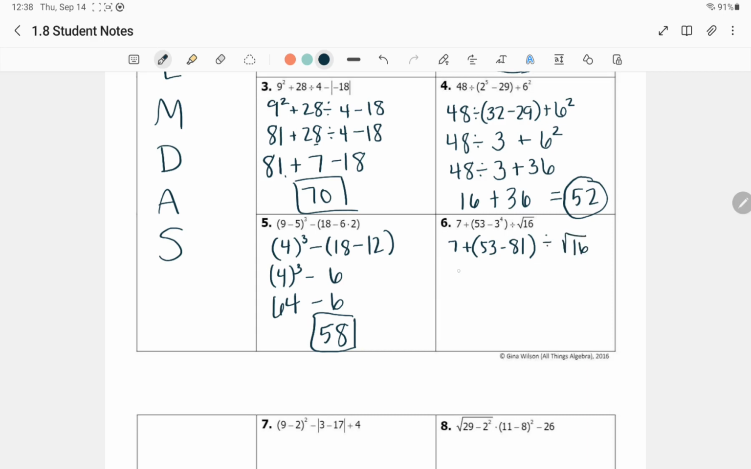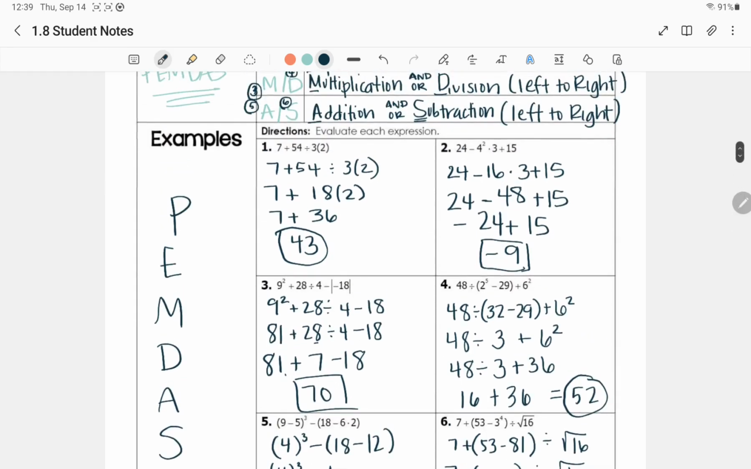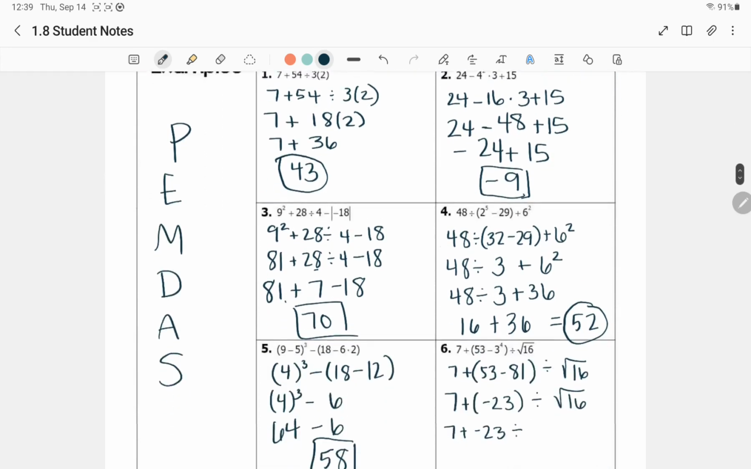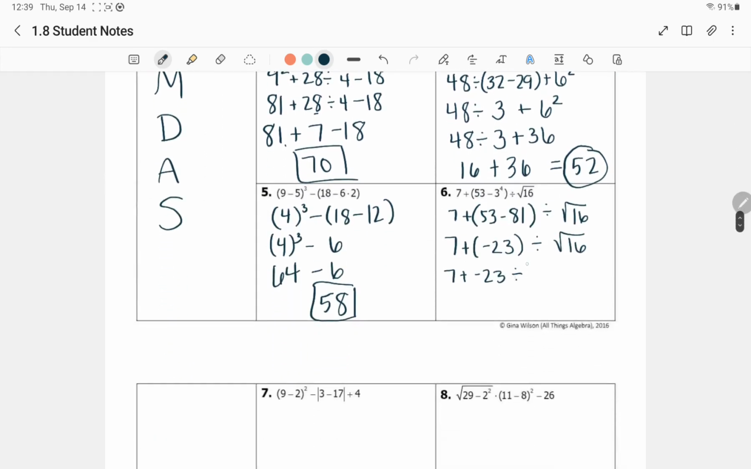I'm going to rewrite some of this. So we have 7 plus 81 minus 53. Yes, I'm using my calculator. It is negative 23 divided by radical 16. All right, I can remove the brackets now. So it's 7 plus negative 23 divided by, and I need to take care of this radical sign because, even though it's not an exponent, the rule says that exponents and radicals. So the square root of 16 is 4.